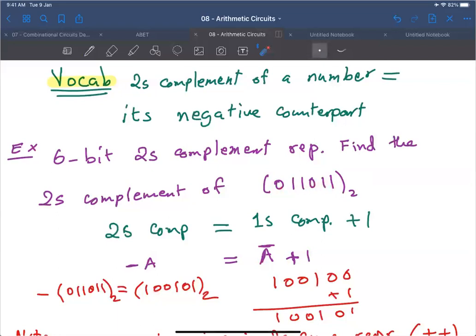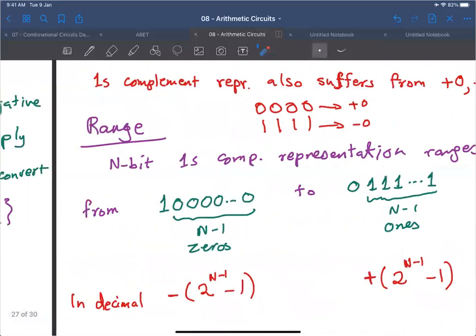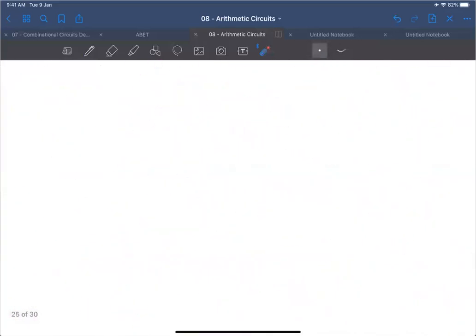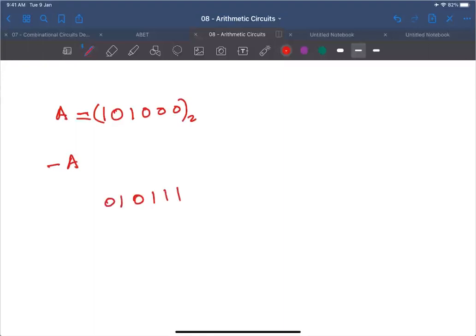Okay, let's take an example that illustrates this. If you want to find the 2's complement of 1 0 1 0 0 0, a 6-bit 2's complement representation, so if this is A, for example, what is negative A? First of all, let's do it the normal way, finding the 1's complement first. The 1's complement is going to be 0 1 0 1 1 1.